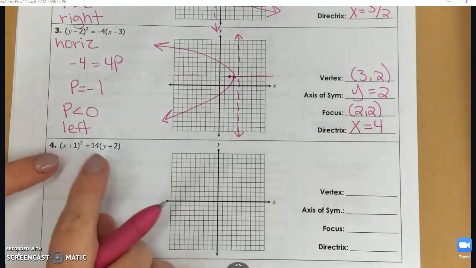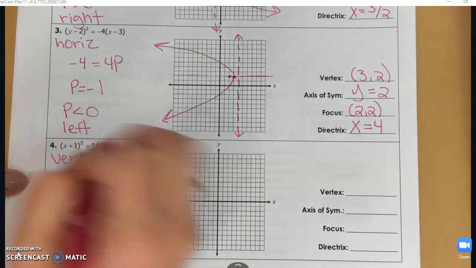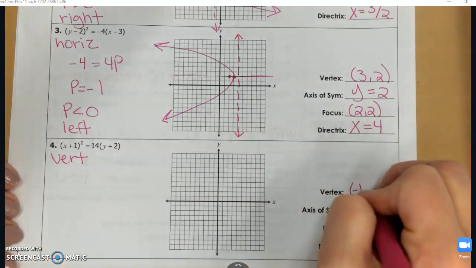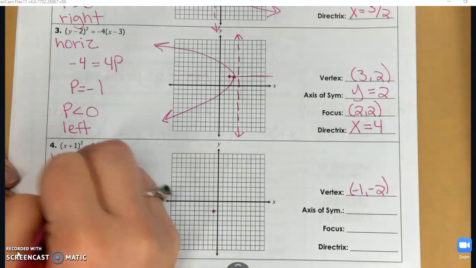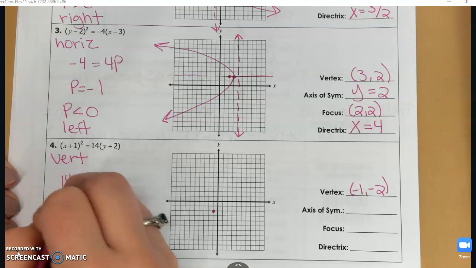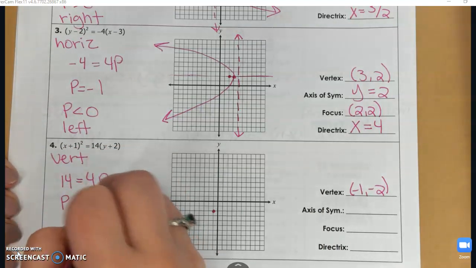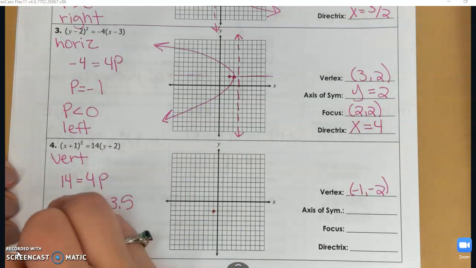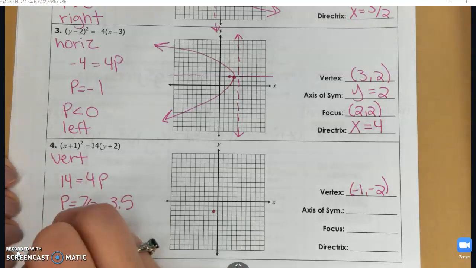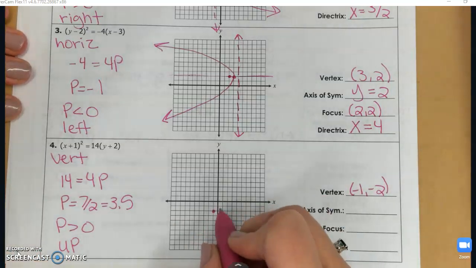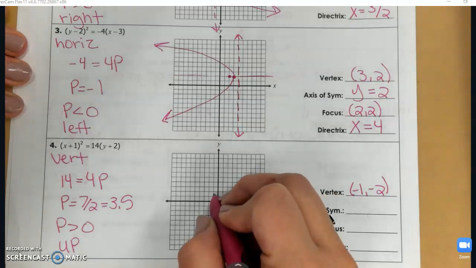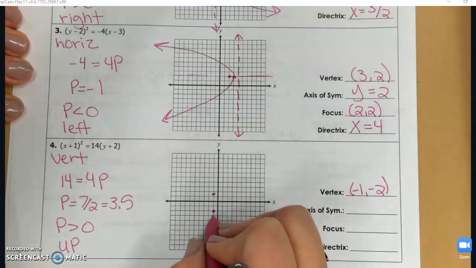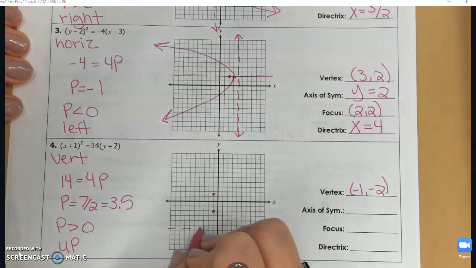On to number 4. This is a vertical parabola. My vertex is at -1, -2. And 14 is equal to 4p, which means p is 7/2 or 3.5, however you want to write it. P is positive, which means it's going to be opening upward. So there was my vertex. So I'm going to go up 3.5. 1, 2, 3.5. There's my focus, and then down 3.5. And there's my directrix.